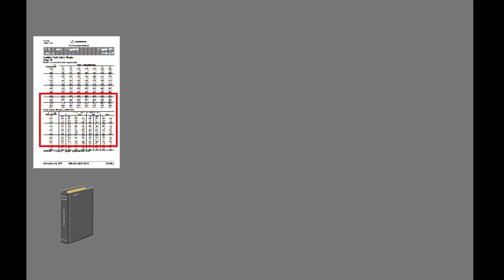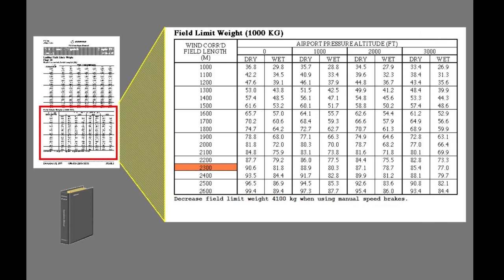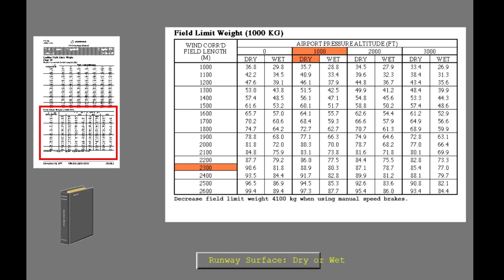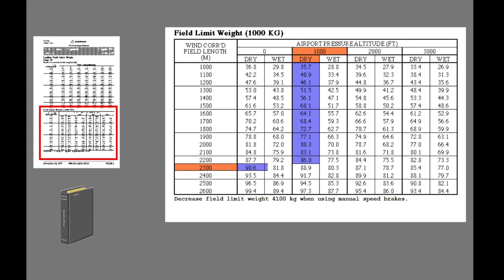The second landing fuel limit weight table is entered with wind-corrected landing fuel length, airport pressure altitude, and runway surface condition, to determine the landing fuel limit weight based on automatic speed brakes and all-wheel brakes operating. A weight adjustment is provided at the bottom of the table for manual speed brakes. For some airplane models, a separate weight adjustment is provided for brake deactivated performance.